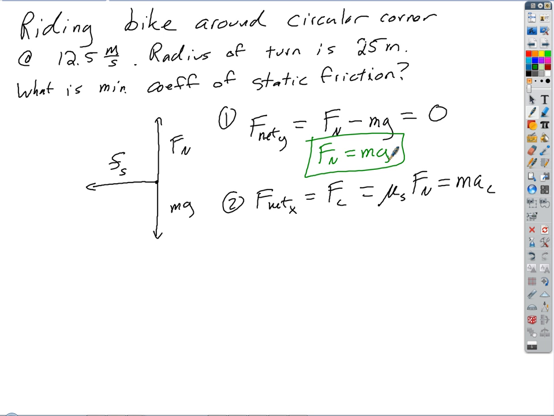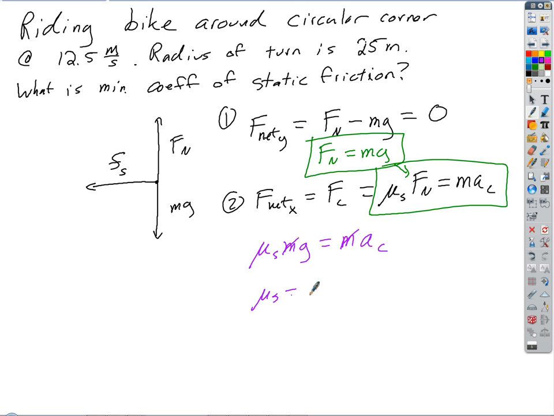So we can substitute that down here, and then we get the equation. What does this equation become? Well, that equation just becomes mu sub s times mg equals m times centripetal acceleration, right? Okay, now what are we trying to do? Solve for this, right? Okay, so I can cancel the m's, I can divide both sides by m, and then I can divide both sides by g, right? And so I end up with mu sub s just equals centripetal acceleration divided by g.